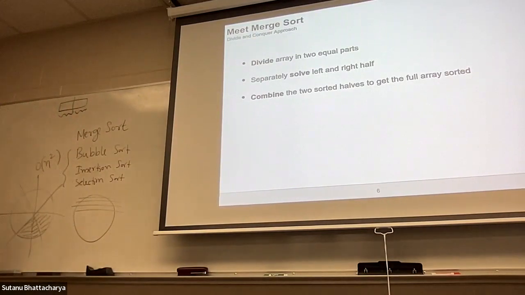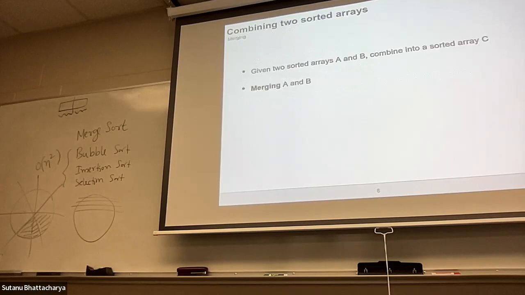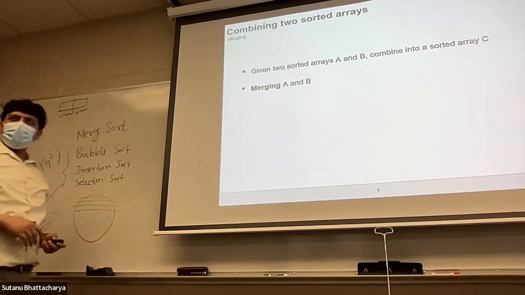So got the point? If this is your array, you will divide it into half, left half, right half. Solve the left half and right half independently, combine their result, merge their result. That's the concept, the high level concept. Clear so far?